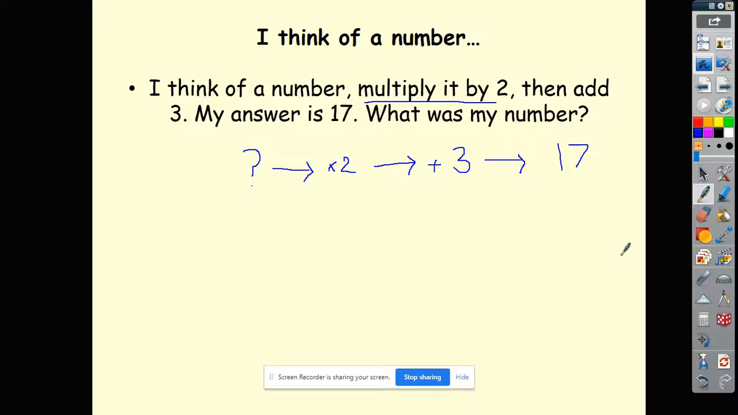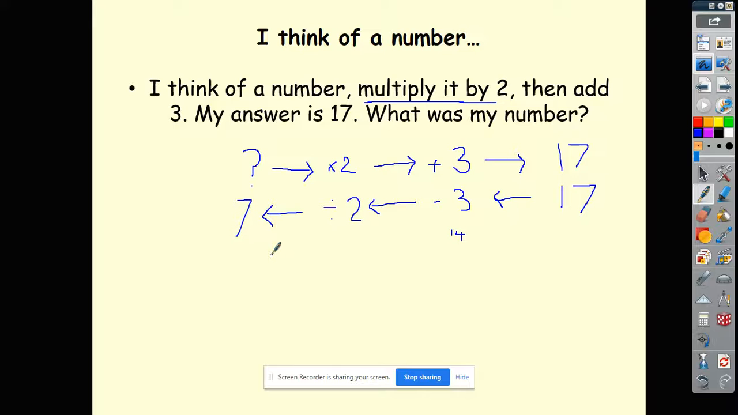Okay, so you should have paused it and had a go and found what you think my number is. So this time we're going to work back the other way. So if I've got 17, I'm going to do the inverse operation. So I'm subtracting 3 this time. So that gives me 14. I'm just going to make a little note of it there. And then the inverse of multiplied by 2 is divided by 2. So 14 divided by 2 gives me 7.